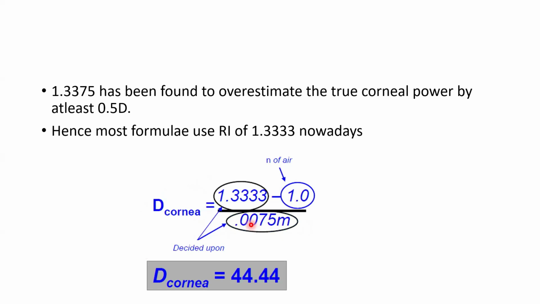To complicate matters, 1.3375 has been found to overestimate the true corneal power by at least half a diopter. Hence, most formulae use a refractive index of 1.33 nowadays. If we put this 1.33 in the same formula, the power of the cornea comes out to be 44.4 diopters.